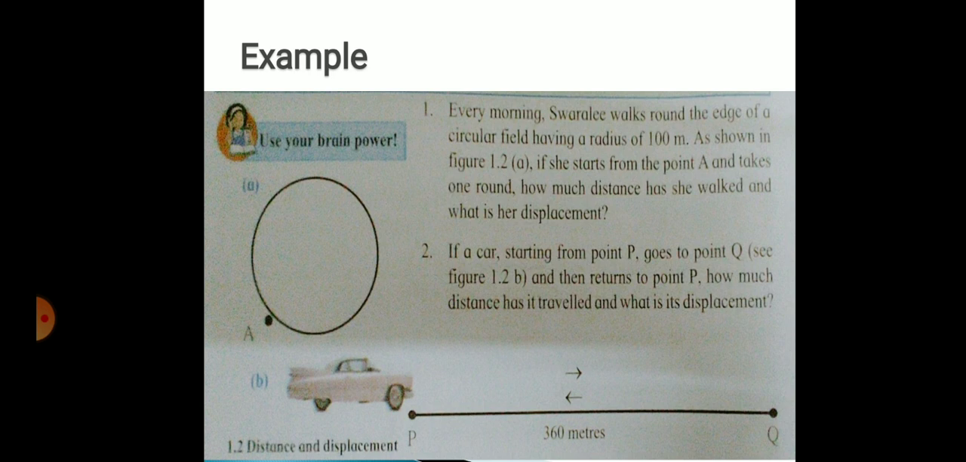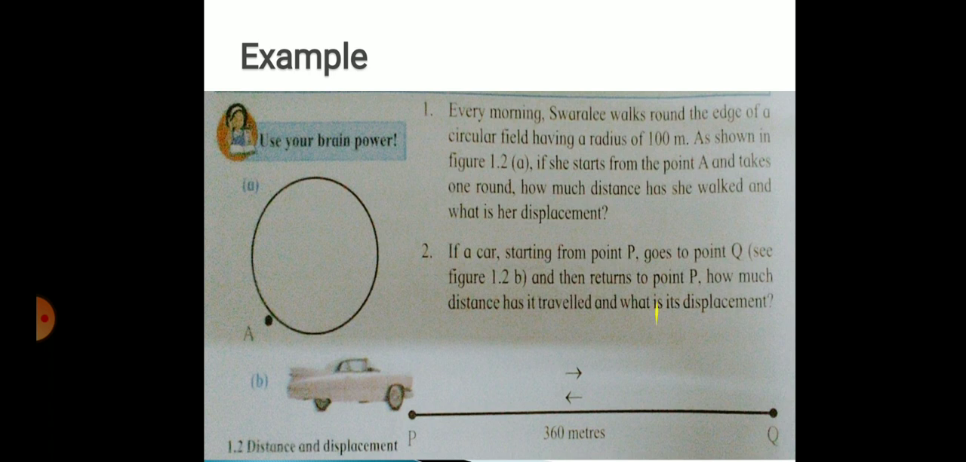Let us consider the next example. If a car starting from point P goes to point Q as shown in this figure 1.2b and then returns to P, how much distance has it traveled and what is its displacement?